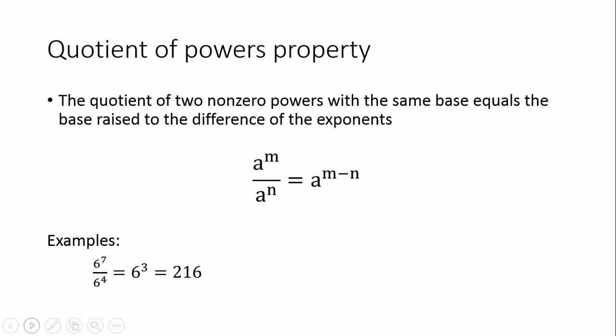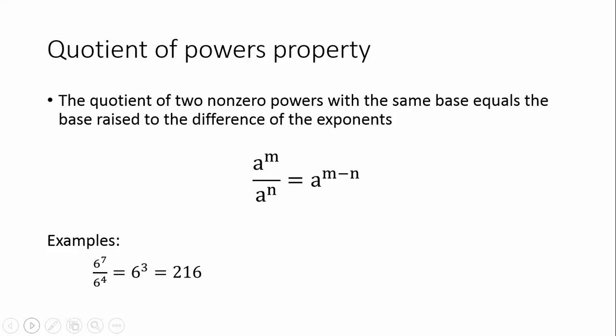For our example, we have 6 to the 7th over 6 to the 4th. Through subtraction of the exponents, 7 minus 4, we get 6 to the 3rd. And when we multiply that, 6 times 6 times 6, we get 216.